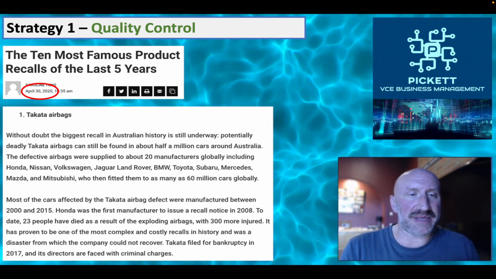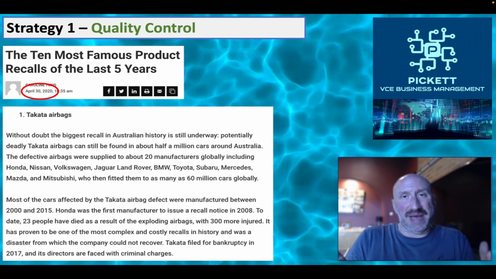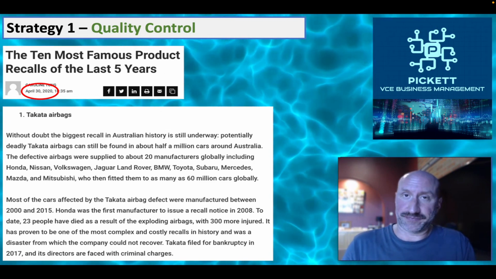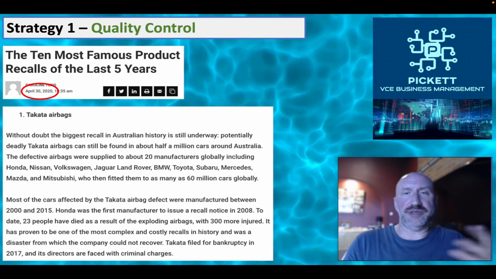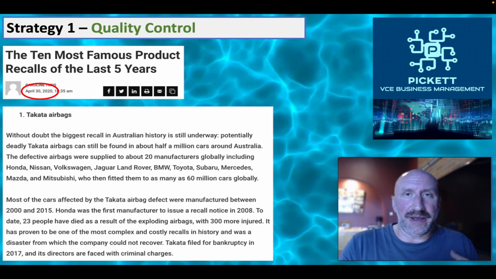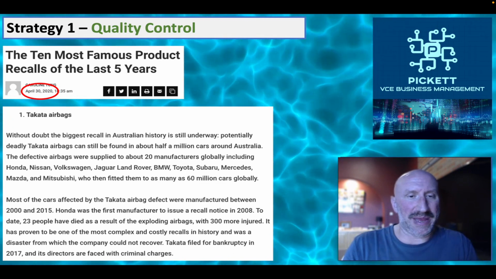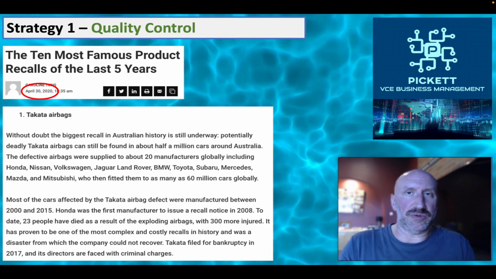Okay, so Takata Airbags. Takata is a business that creates or builds airbags for, I think, most brands of cars. Okay, and this was a huge one in the press because there were dodgy airbags. Airbags were going off at the wrong time or not going off. There was a big issue with airbags and it could have been really dangerous. So lots and lots of cars around the world were recalled.